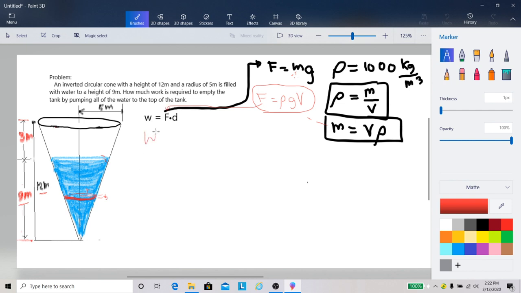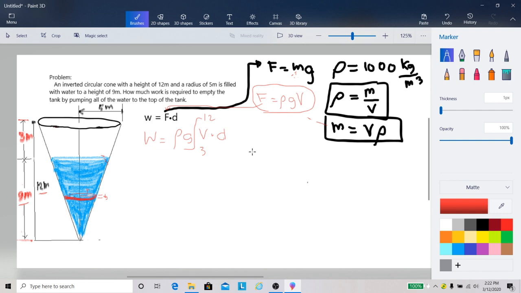Therefore, W is equal to what? Rho G and the volume multiplied by what? The displacement D. So we can have these two constants outside the integral sign. So we can say this is actually the integral of V D from 3 to 12, because we are going to empty this tank. So from 3 to 12. Okay.